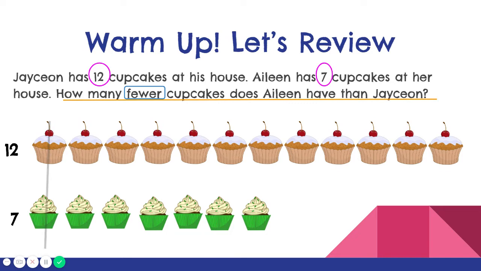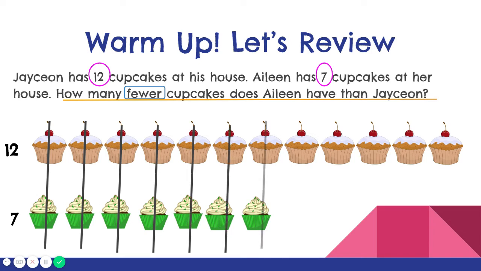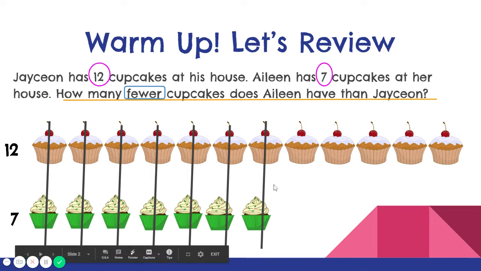So let's make our matches, cross them out, cross them out. They're still matching, cross them out, cross them out. Cross them out, cross them out, cross them out. Oh, look, I cannot cross out any more cupcakes because Aileen's cupcakes are all crossed out already. We crossed out 1, 2, 3, 4, 5, 6, 7 cupcakes.